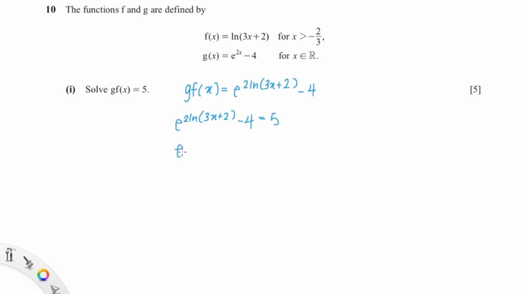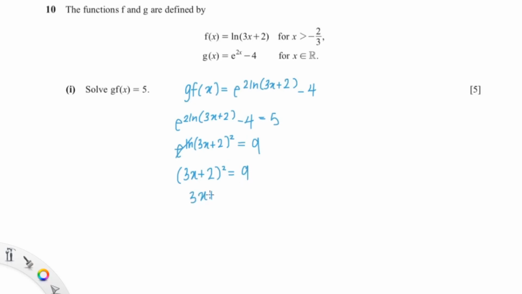So now we can just bring 4 to the other side, so that would be e^(ln(3x+2)^2), because I brought the 2 in the front to the other side, and this is part of the logarithm law. And I'm going to bring minus 4 to the other side, which will become positive 4. So 5 plus 4 gives you 9. So since we have exponents and log together, we can just cross that out. So that will give us (3x+2) squared equals 9. And now we can just solve this regularly.